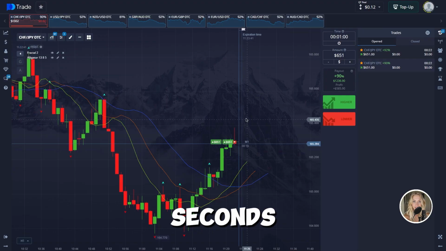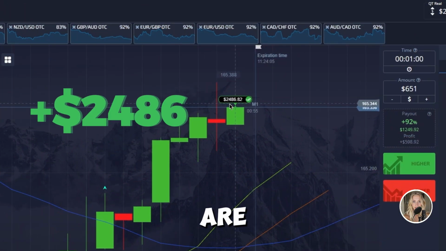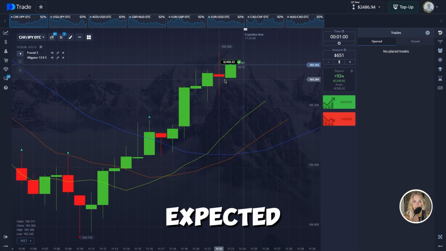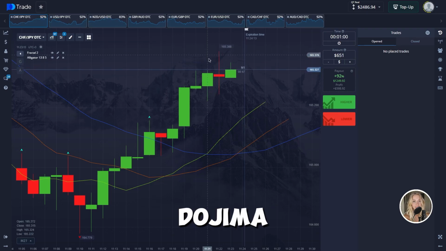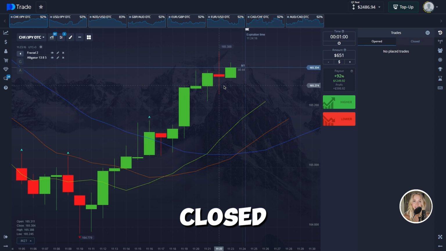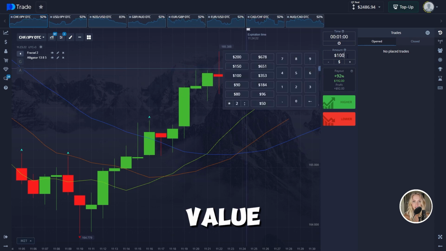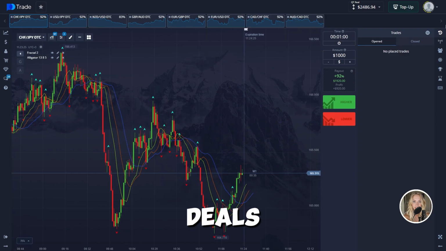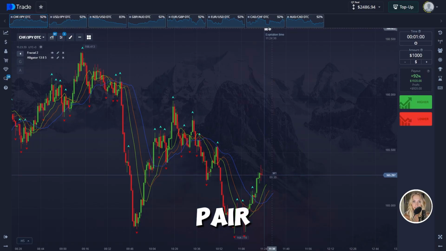We have 20 seconds left. And the next deals are easily closed at a plus, as I expected. We have a small price pullback. In this case, it looks like a doji pattern, and a new candle closed the deal at a plus. Let's change the amount of the value, put 1,000 and open two deals worth $2,000. Let's start and select the next currency pair.